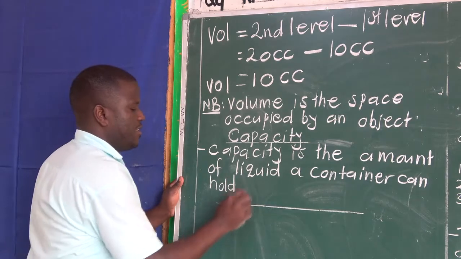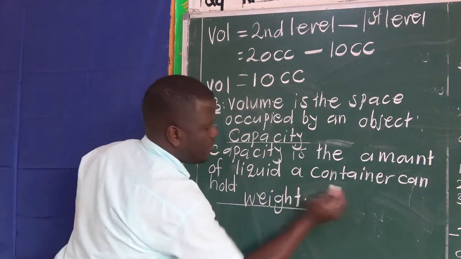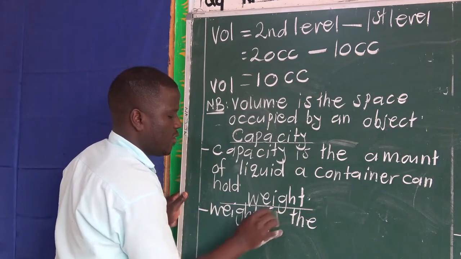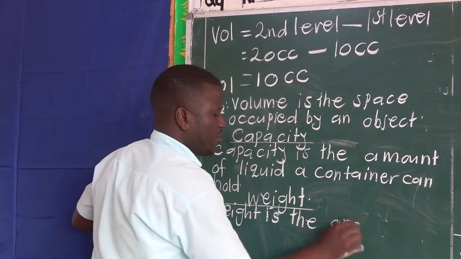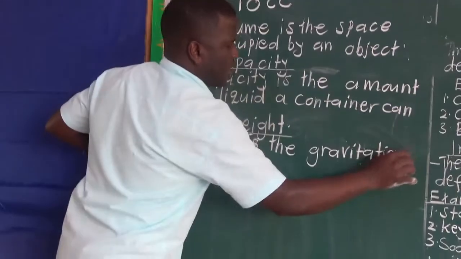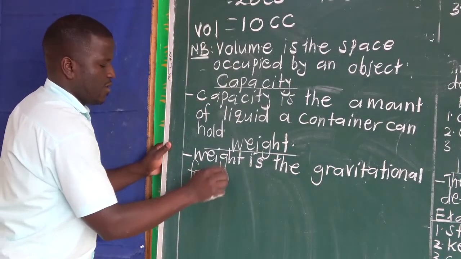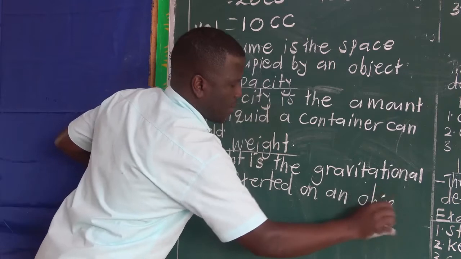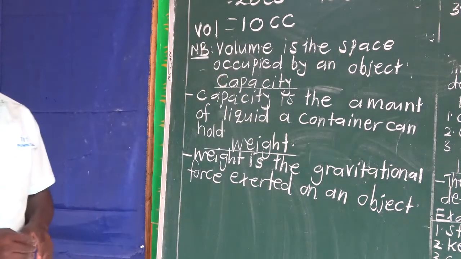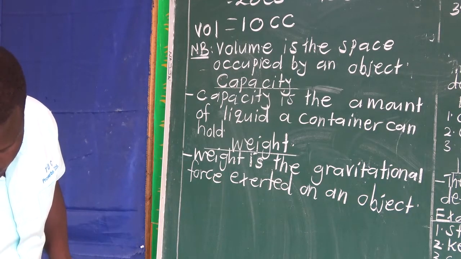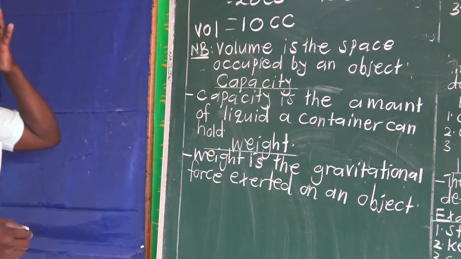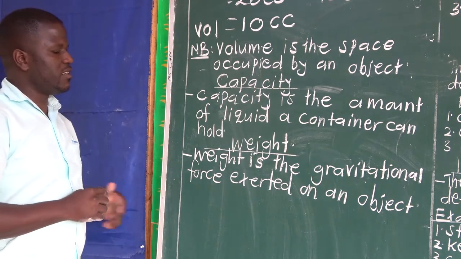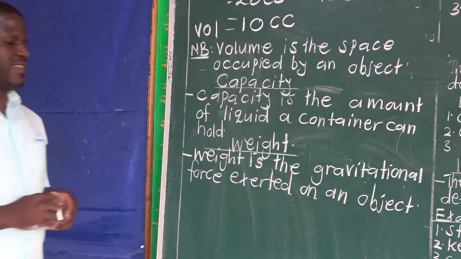Then we look at weight. What is weight? Weight is the gravitational force exerted on an object. So in case they ask you the difference between weight and volume, you can say volume is a space occupied by an object, while weight is the gravitational force exerted on an object.